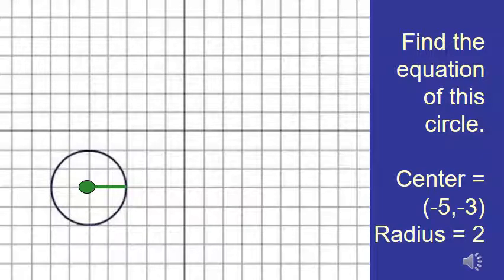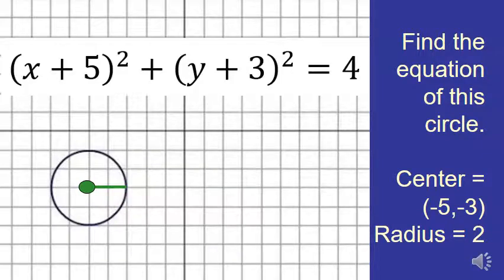The center in this circle is going to be at the point -5, -3, 5 to the left and 3 down from the origin, and the radius is 2. So if you go back to that same formula, our answer is going to end up being x plus 5 squared plus y plus 3 squared equals 4.